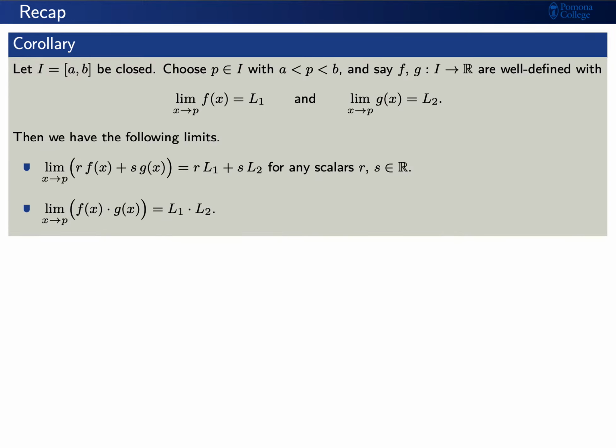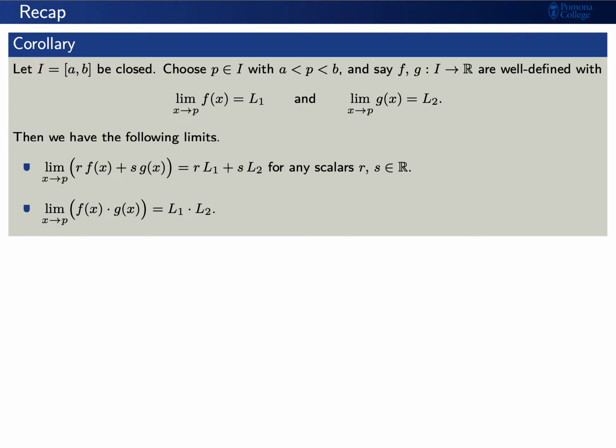We have the following corollary that explains how to compute the limits if we have the sum of functions or the product of functions. Let's say that I is a closed interval from A to B and choose a point P between A and B. Let's say that f and g are two well-defined functions on this closed interval I such that the limit as x tends to P of f of x is L sub 1 and the limit as x tends to P of g of x is L sub 2.